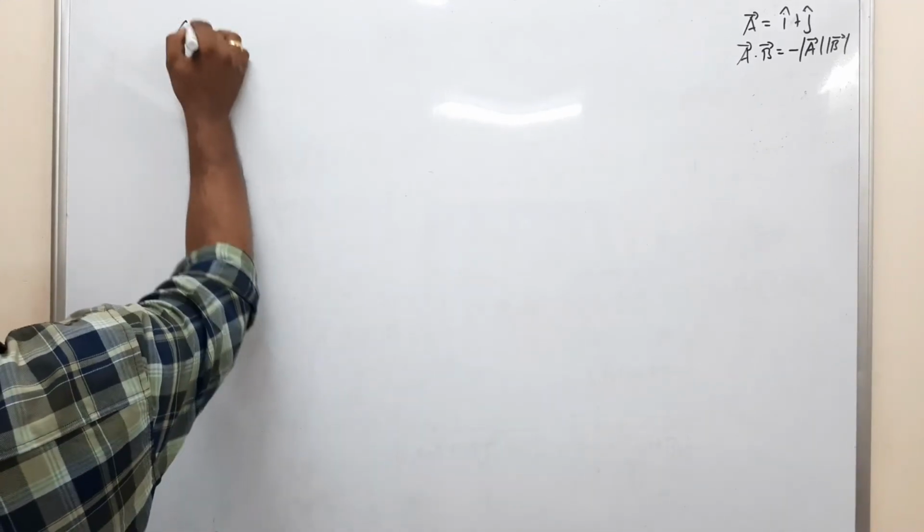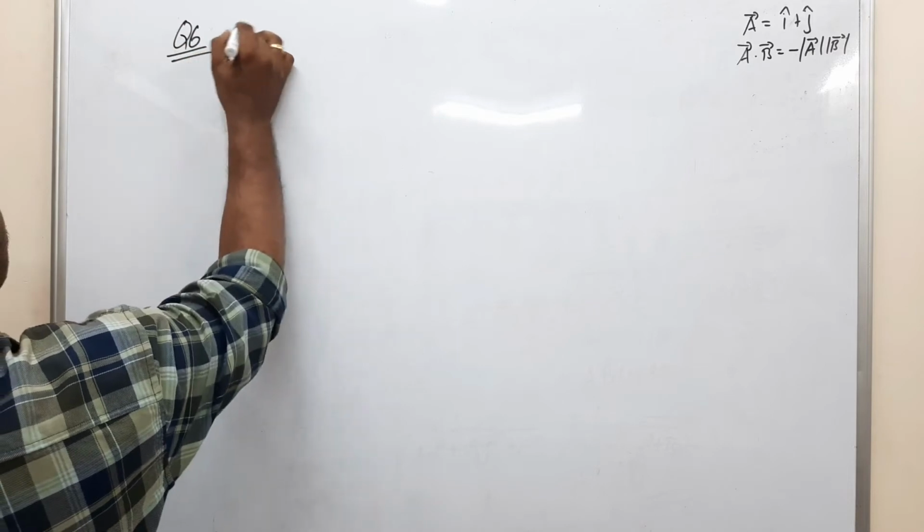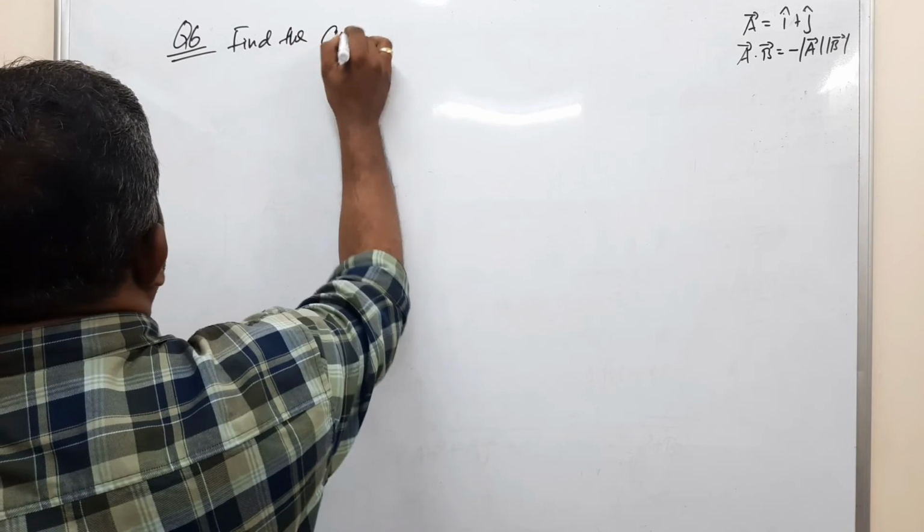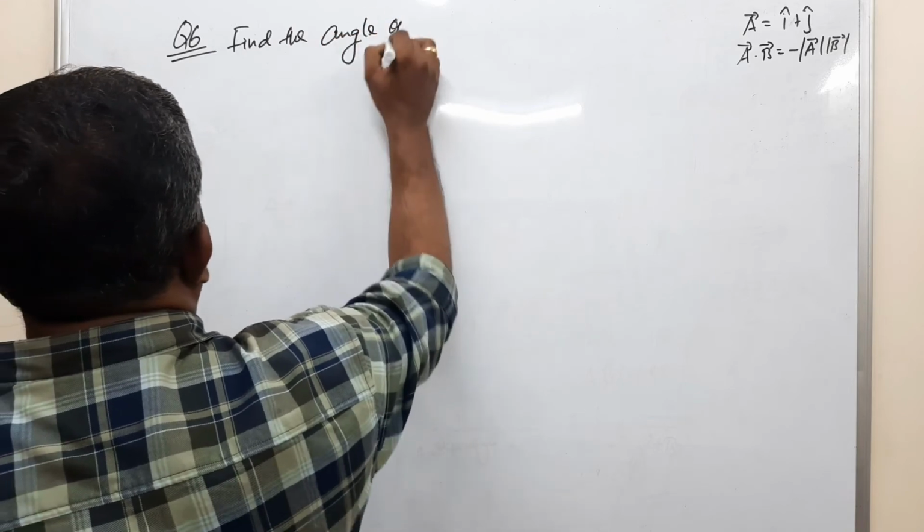So sixth question. Find the angle of the vector.